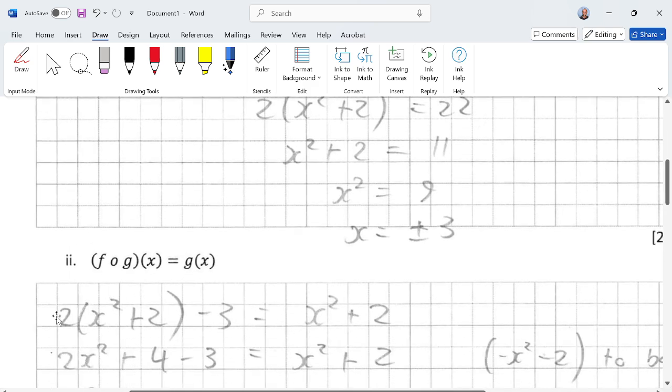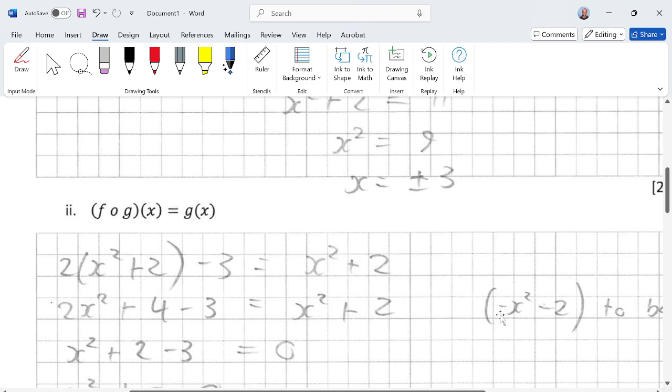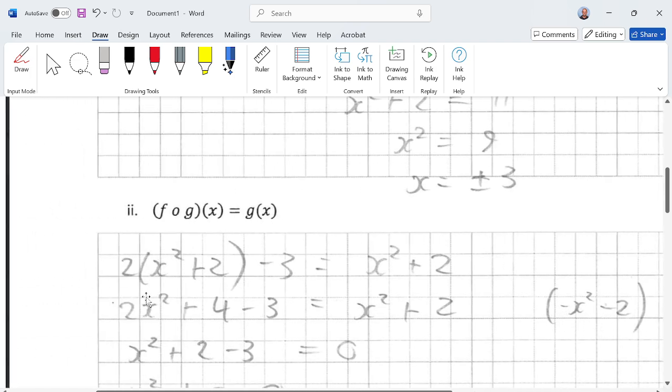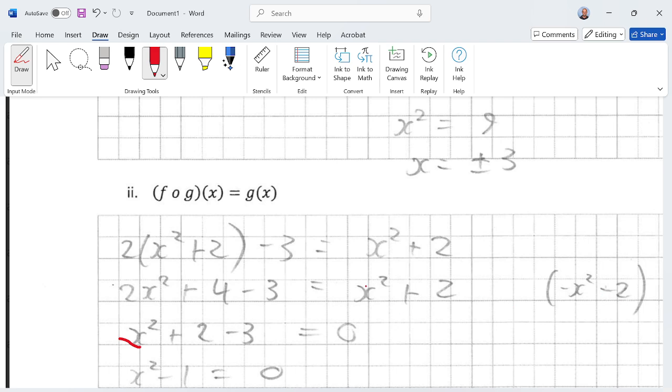So the first thing I've done is expanded this bracket. So I've got 2 times x squared, 2x squared, and 2 times 2 gives me positive 4. And then that take away 3 still hanging out there. Next, what we'll do is collect those like terms. I've taken away x squared from both sides and taken away 2 from both sides. If I take away x squared and take away x squared, on the right-hand side it cancels. On the left-hand side we have 2 lots of x squared, take away 1 lot of x squared, gives us 1 lot of x squared. That's what this term is here. Then we take away 2, so we have here positive 2.